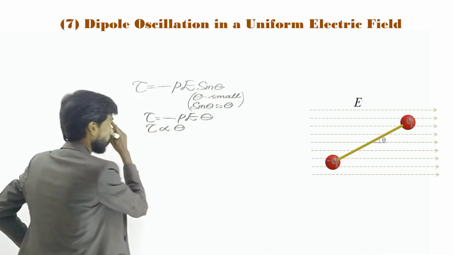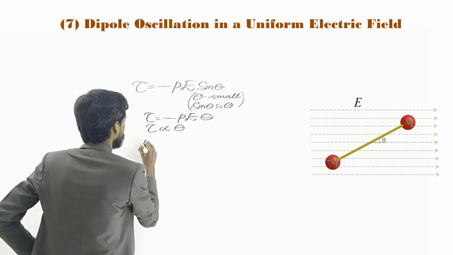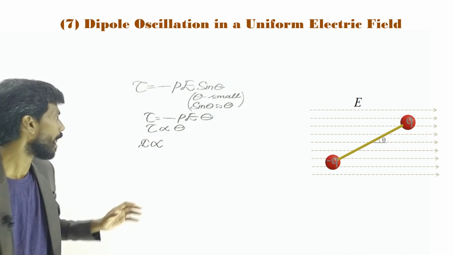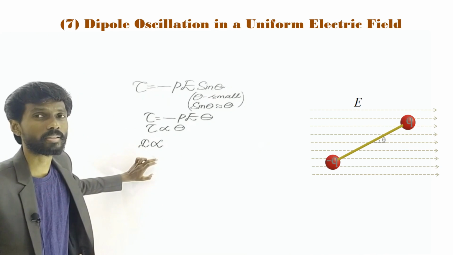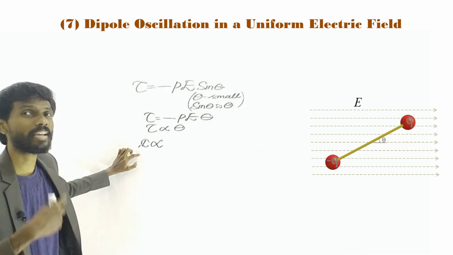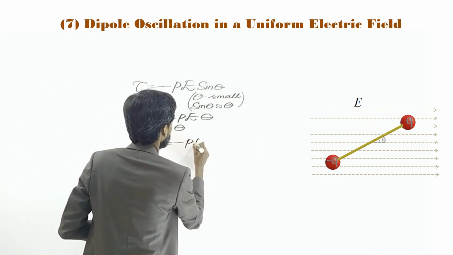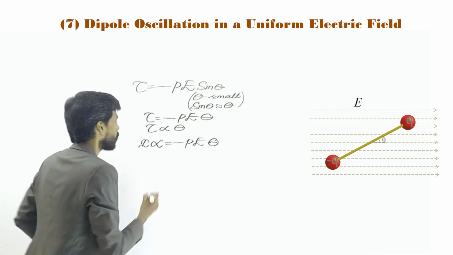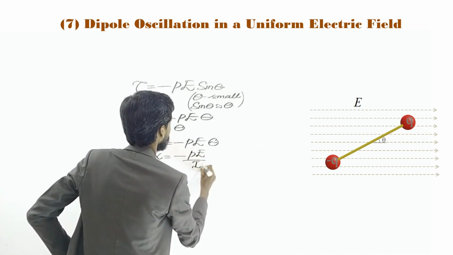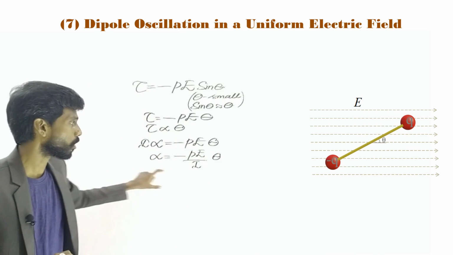So what is the formula? The torque can be written as the moment of inertia multiplied by the angular acceleration, just like the force can be written as the mass multiplied by the acceleration. Mass times acceleration is the force. So torque is the moment of inertia multiplied by the angular acceleration, that equals minus P multiplied by theta. So the angular acceleration is given by minus P divided by I, the moment of inertia, multiplied by theta. So this angular acceleration is proportional to the angle theta.